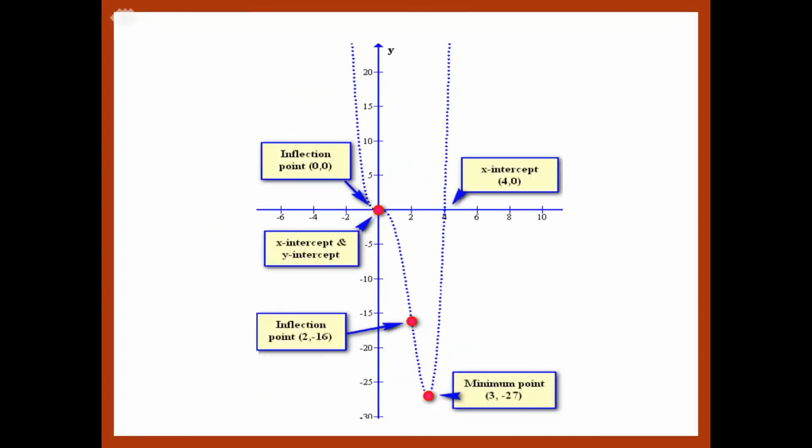Finally, combine all the information obtained from A to F on the xy plane and sketch the graph. X-intercept at points (0, 0) and (4, 0). Y-intercept at point (0, 0). Minimum point at (3, -27). Inflection points at (0, 0) and (2, -16). Then combine these points accordingly using the correct shape of graph.